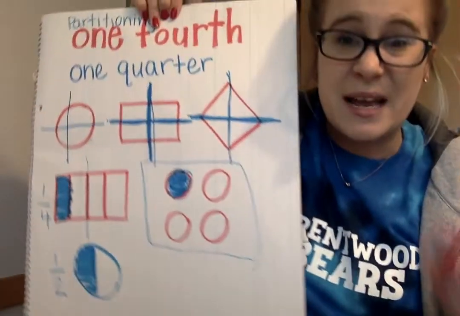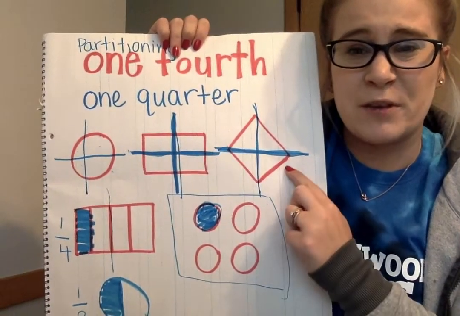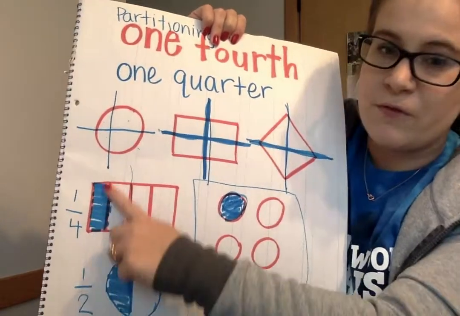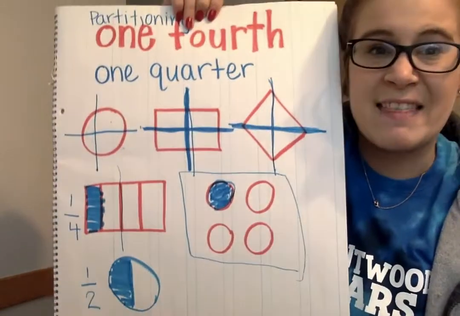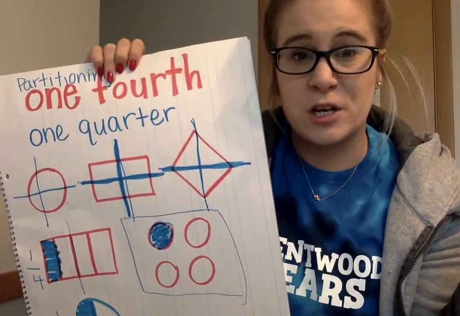Okay, so you have some activities on Seesaw where you need to circle and pick which shapes are showing fourths and which are not. You need to color in 1/4 of some of the shapes, and then I have a sort where you need to tell which ones are showing fourths and which ones are showing halves.